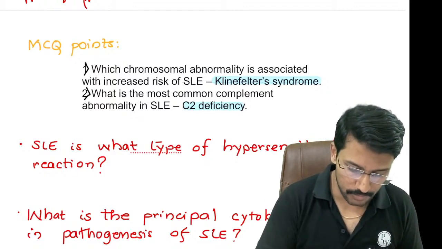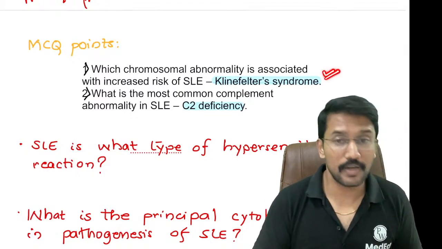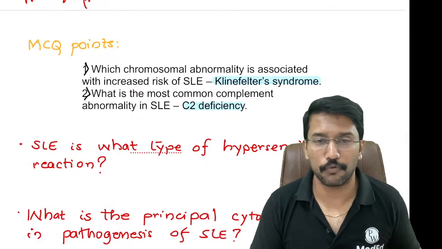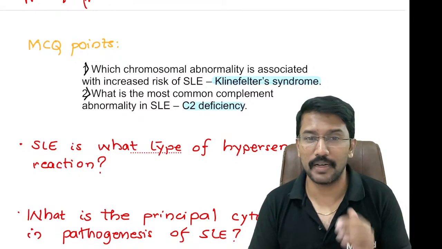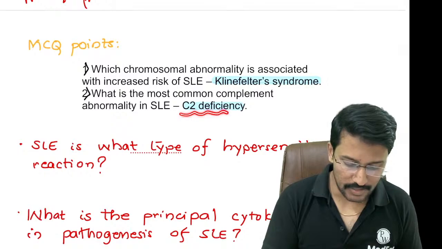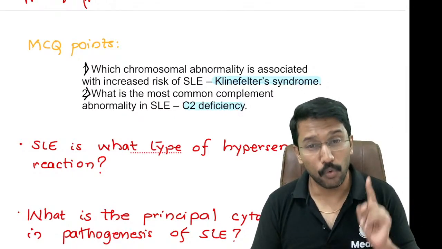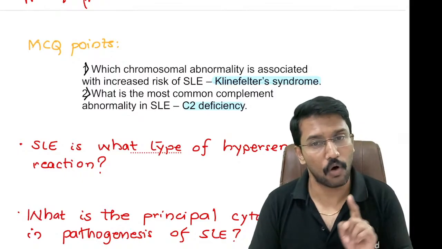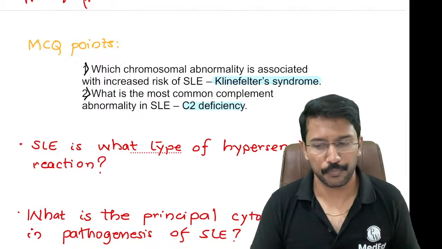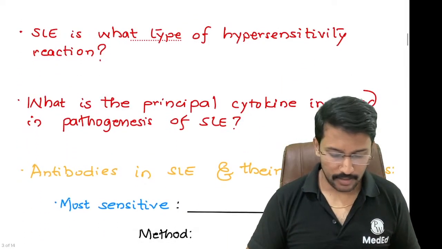So, the most common chromosomal abnormality associated with SLE is Klinefelter syndrome, and the most common complement abnormality I have already discussed, that is C2 deficiency. The strongest genetic risk factor is C1q deficiency, but the most common complement deficiency is C2. Okay.